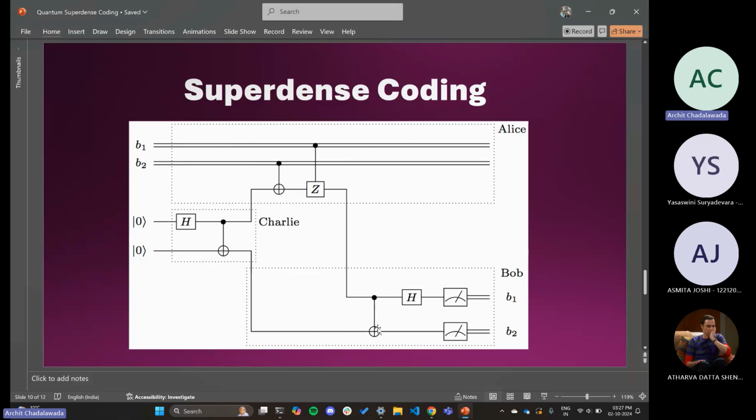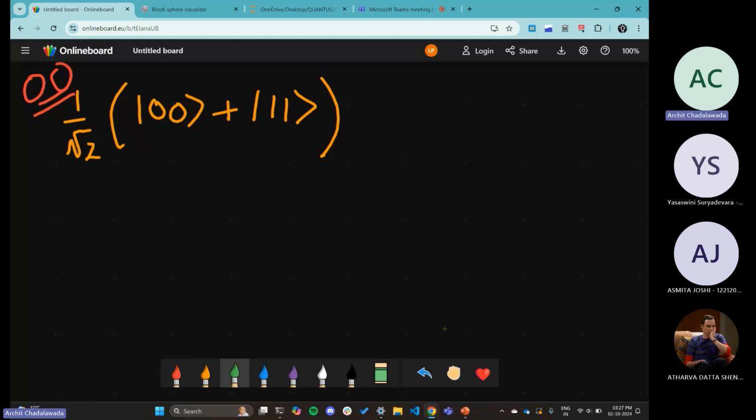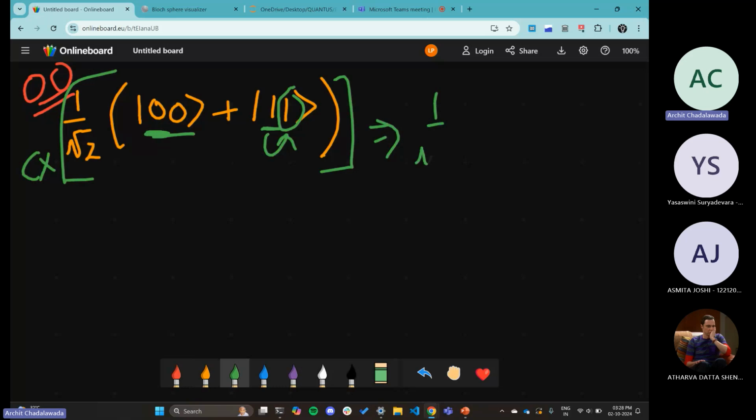Now Bob applies the C0 with the first qubit as control and the second qubit as target. So now let's apply it. The C0 gate we're going to apply onto this state, where the first qubit is the control and the second qubit is the target. If you look at this term of the state, 0 means that we do not need to apply any operation to this term. However, when the first qubit is 1, we apply a NOT gate onto this state. And what do we get as the output? We get 1 by root 2 into ket 0,0, because that term remains as it is, plus this term, it changes from ket 1,1 to ket 1,0.